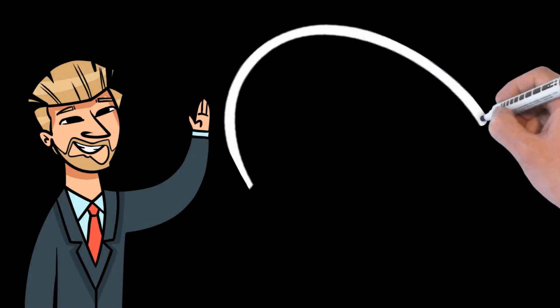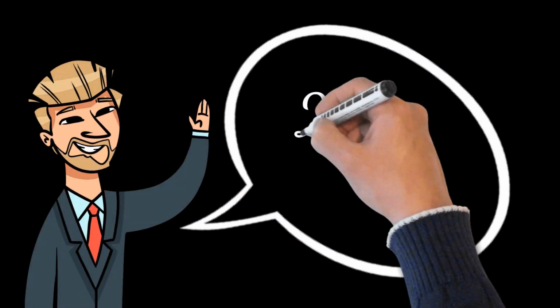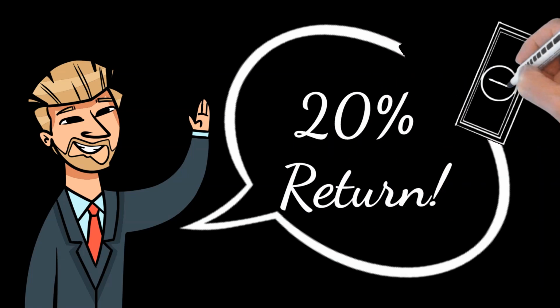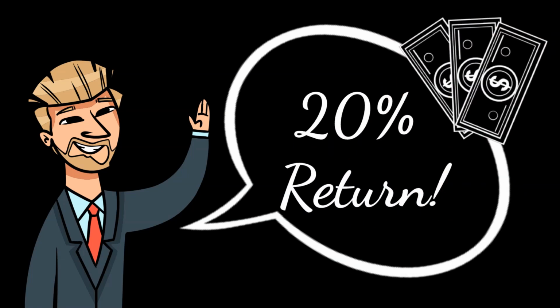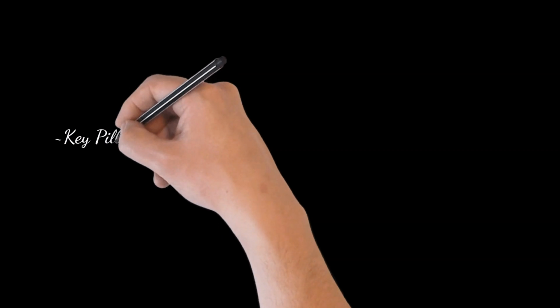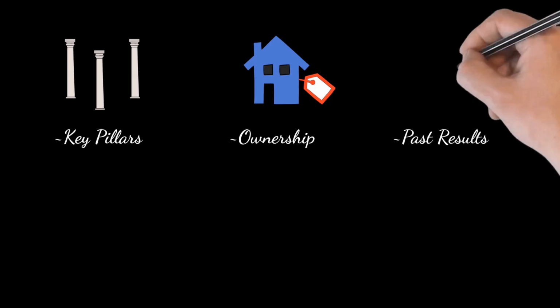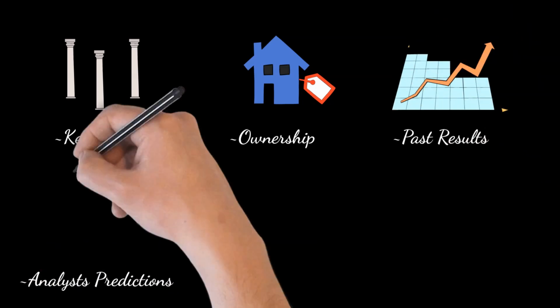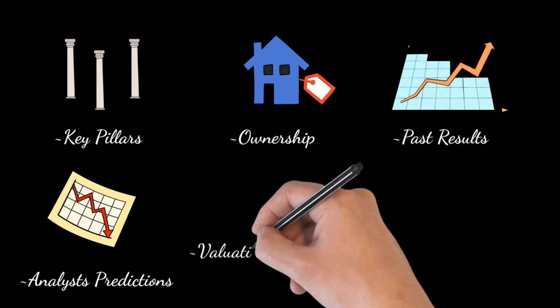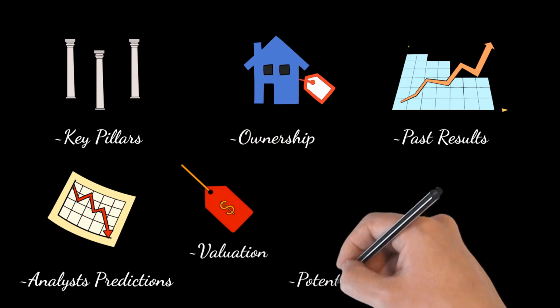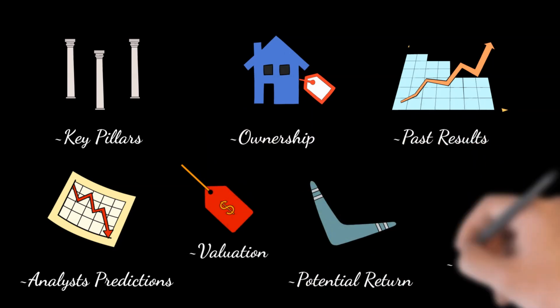In this stock analysis video, I will share with you my simple investing process which has helped me get a consistent return of over 20%. During our stock analysis, we're going to explore the key pillars, examine the ownership, look back at past results, we'll find out what the analyst predictions are, as well as giving the business a valuation, and examine the potential return on our investment, and finally we will summarise our findings.